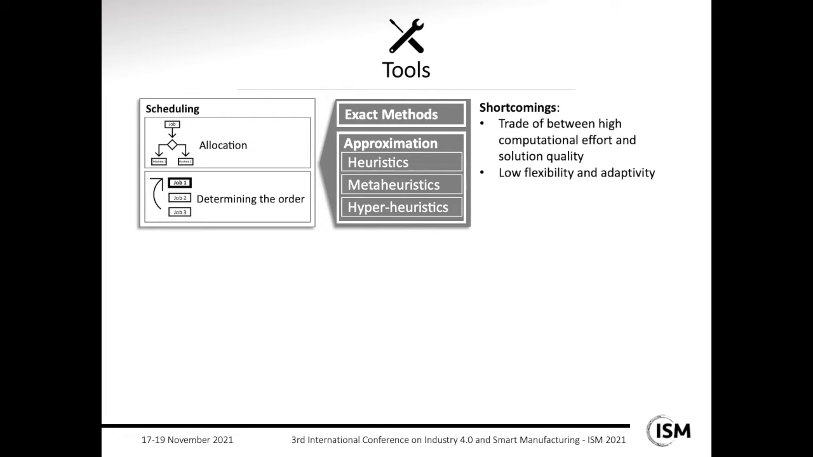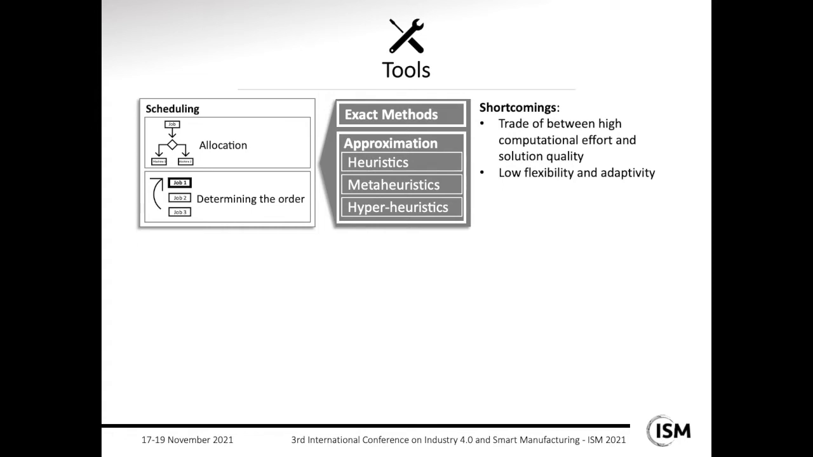For the scheduling, so the allocation of jobs to certain resources, as well as determining the order of the jobs, we have several approaches available. There are the exact methods, or the approximation methods, which are heuristics like simple dispatching rules, or meta-heuristics like genetic algorithms, or even hyper-heuristics. But these traditional approaches always have a trade-off between high computational effort and the solution quality.